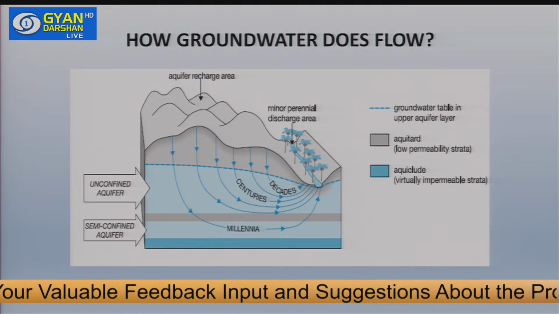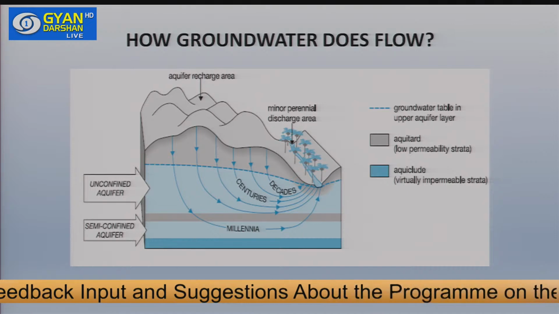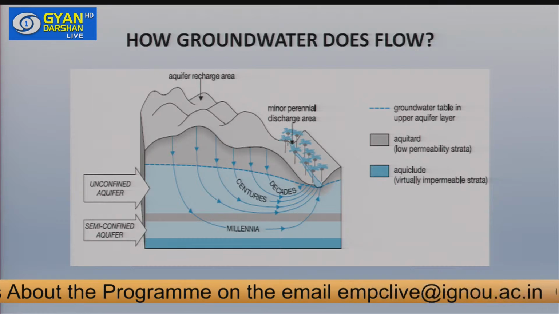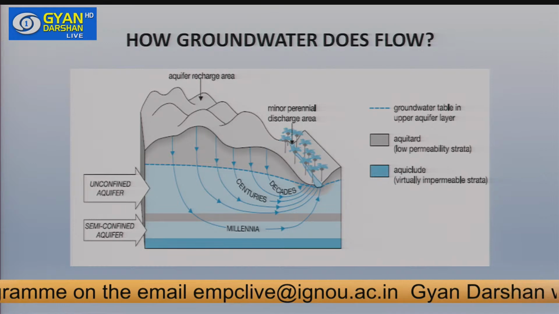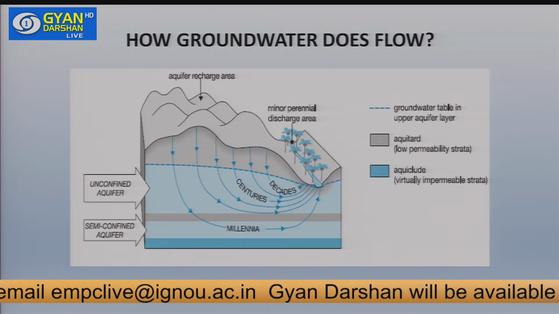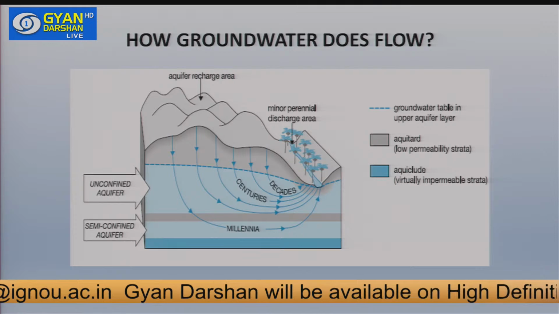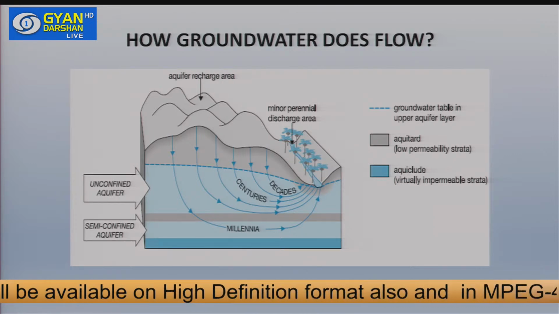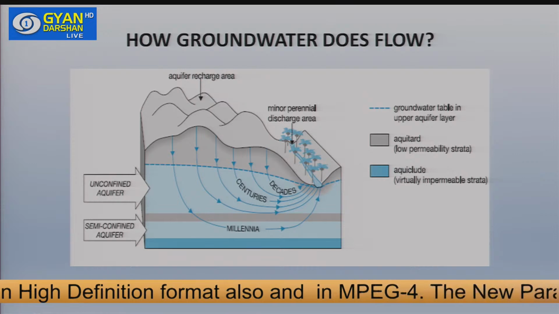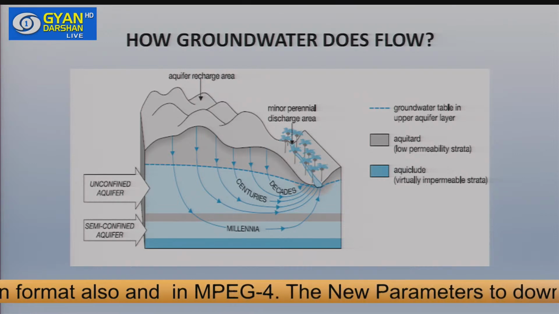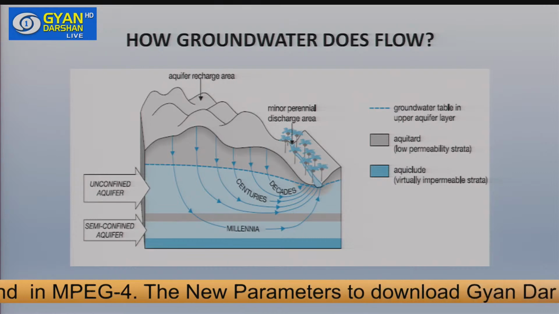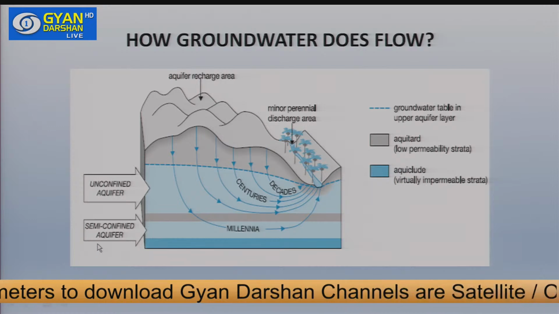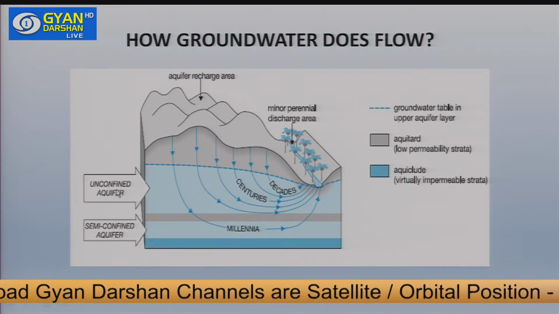If you see the diagram on the screen, you can see that there are three cycles in this. One is water getting from the recharge area to the discharge area in decades, another coming in centuries, and another coming in millennia. Why this occurs depends on the geological formations. Aquiclude and aquitard are the layers which block the movement of the water. And this is an example you can see: one is a semi-confined aquifer and the second is an unconfined aquifer.